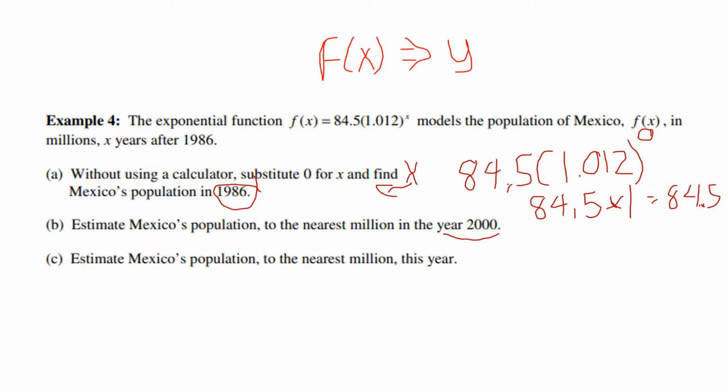So let's do it. 2000 minus 1986. That's just 14 years, yeah. So 84.5 times 1.012 to the 14th power. Now, I think when I see more questions like that, I'll be more prone to have you use some decimals. So that's fine. So again, it may just vary.